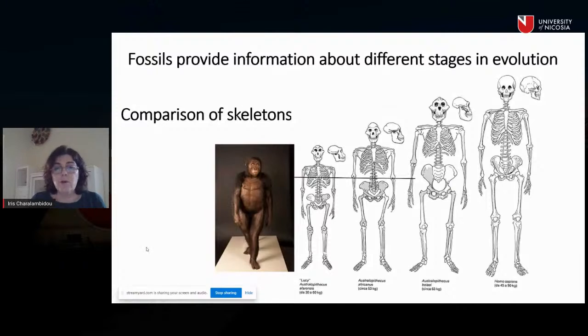So another source of information for scientists is by comparing fossil skeletons, so whole skeletons, not just the skulls. This skeleton over here is the skeleton of this Australopithecus species. This is a skeleton of a Homo sapiens. And this is also an Australopithecus, another Australopithecus species. So externally, their faces look like the face of an ape, but you can see from the skeletons that they were also walking on two legs, like a human. So the scientists can actually make many comparisons between the anatomy of these different species.